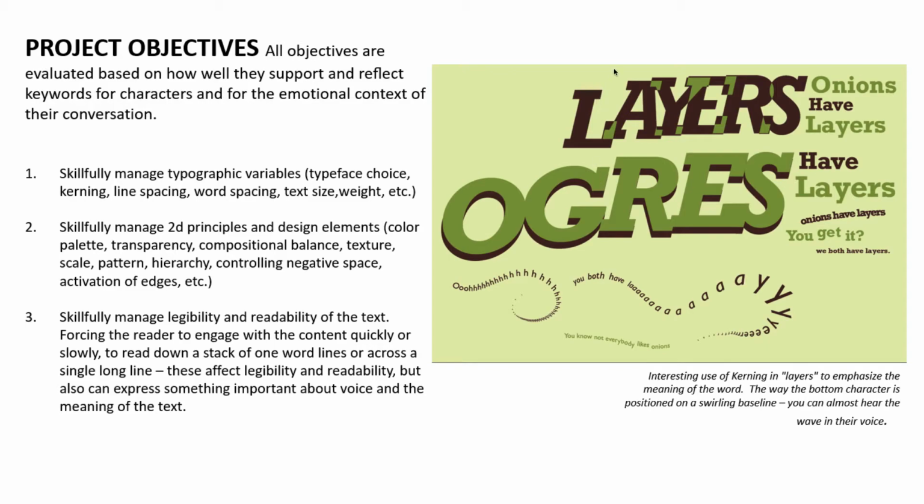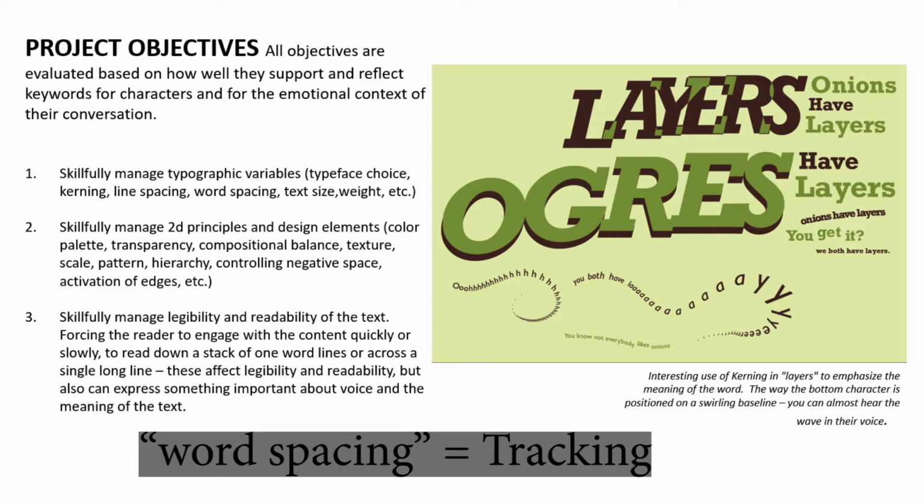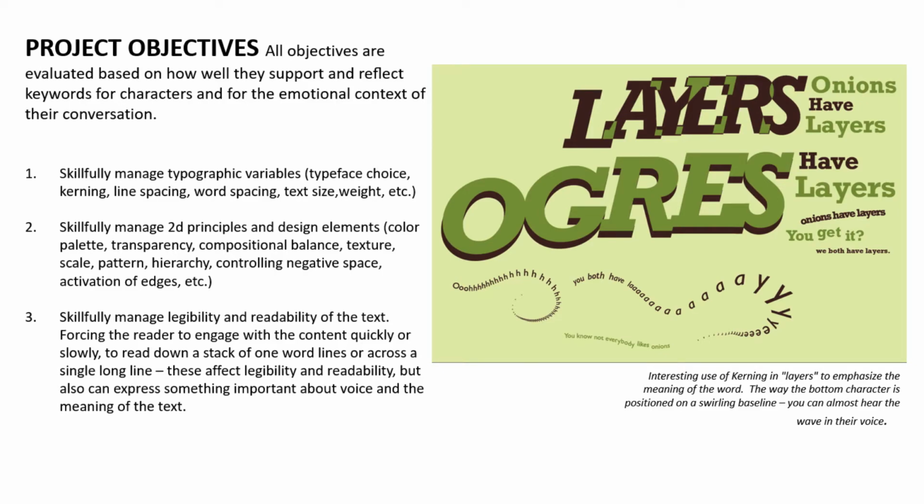Okay, so yeah, we have kerning, which is the space between the letters, and then leading is like the space between lines of text. And these are kind of the things you're working with. Kerning, layering, line spacing, word spacing, all of that. And we'll get into a lot of that throughout this project.